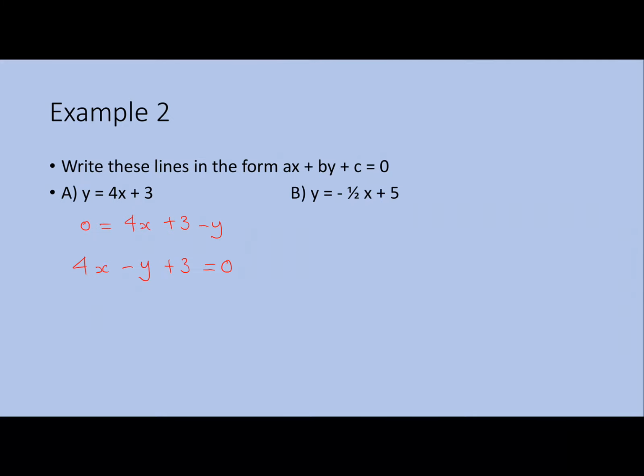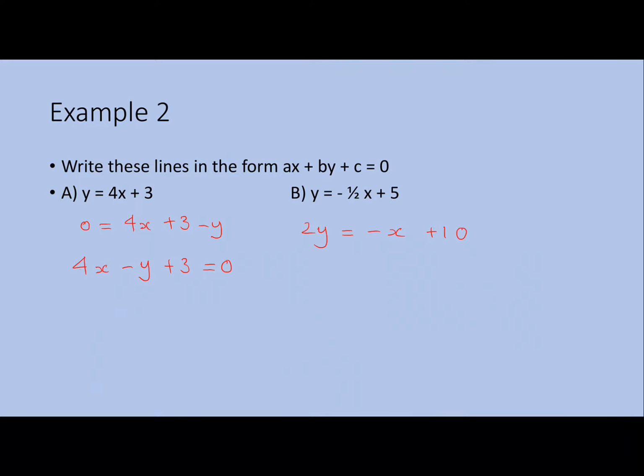Let's move on to part B then. So we don't want any fractions involved in our coefficients. We'll have to get rid of that negative half. So maybe the first thing to do there is to multiply through by 2, giving us 2y equals negative x plus 10. And then let's rearrange that into the format that we're after.